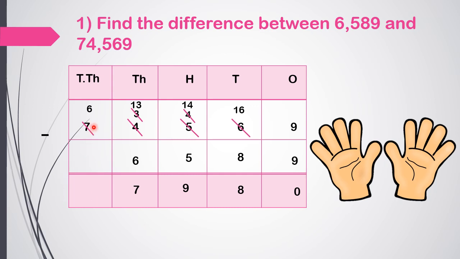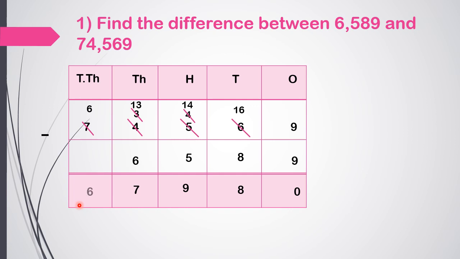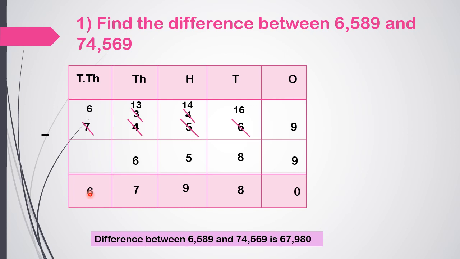Here you can directly write 6 as the answer because in that smaller number there is no value in the ten thousands place, so you can directly write 6. So the answer is, the difference between 6,589 and 74,569 is 67,980.